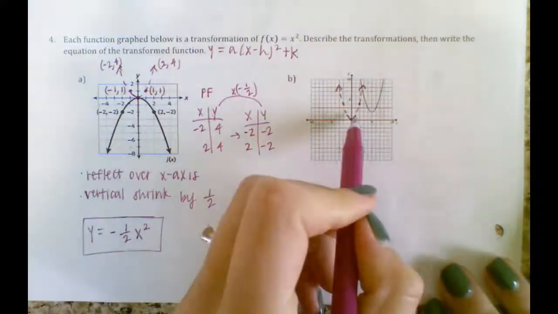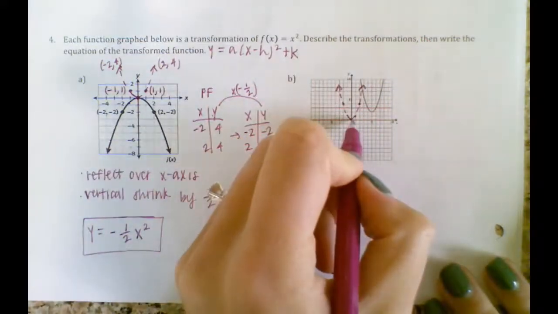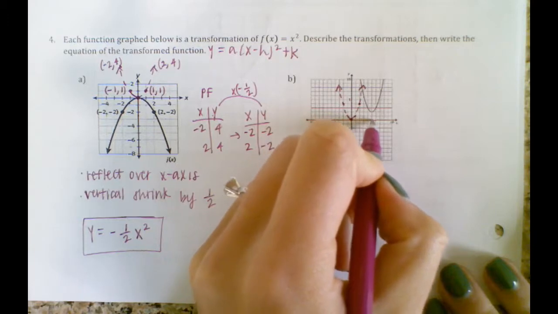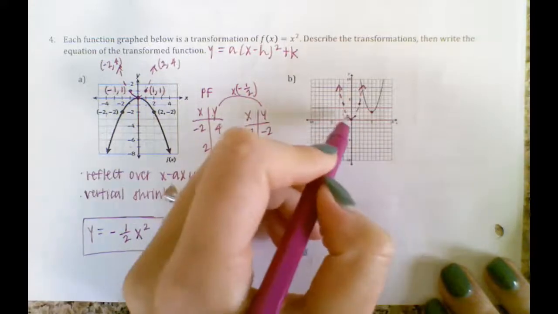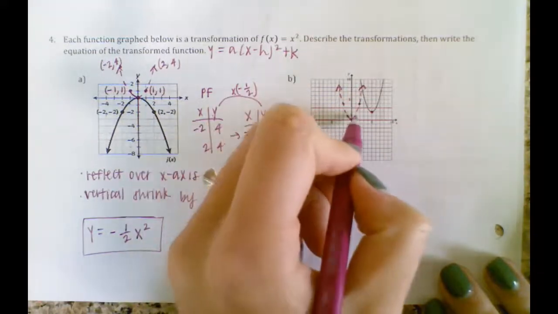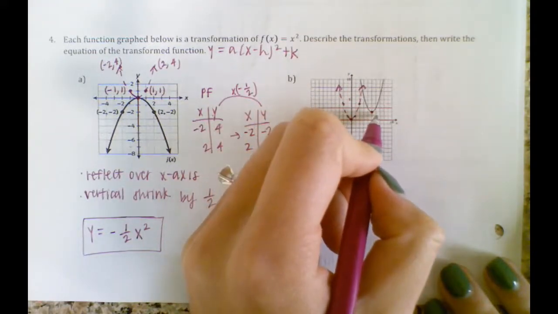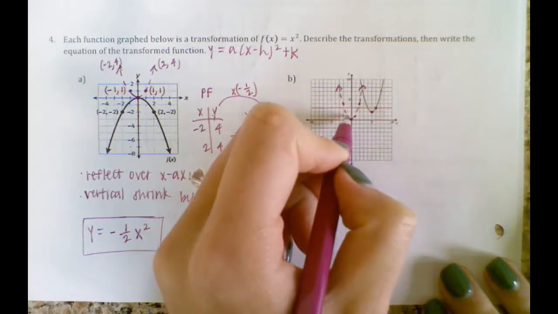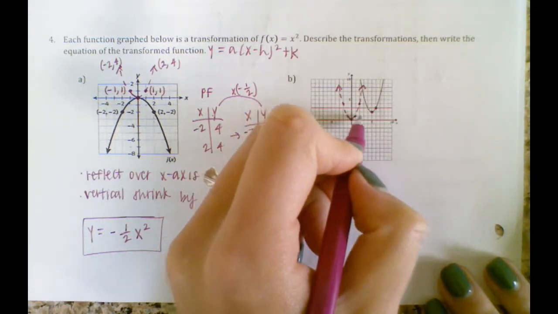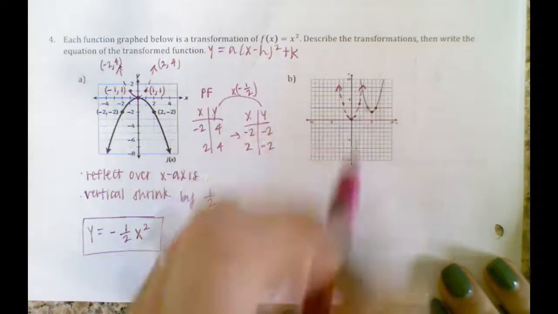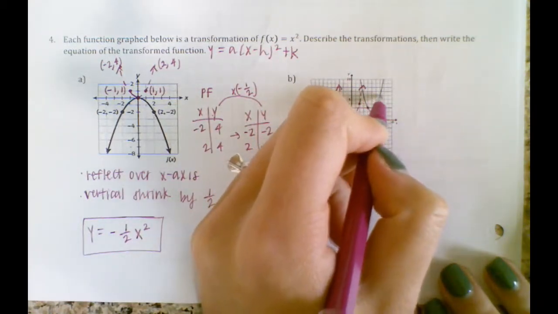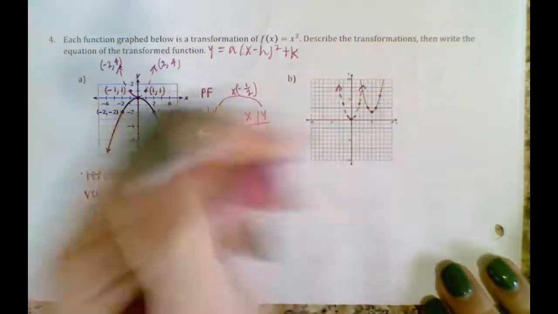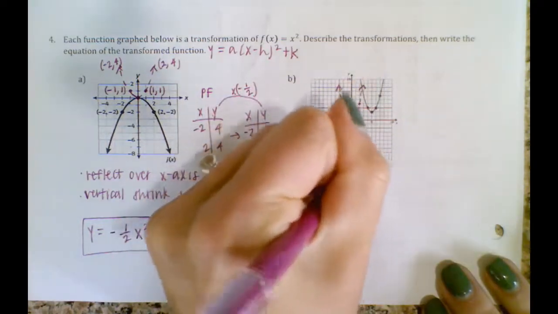Alrighty. So it looks like this vertex moved 1, 2, 3, 4, 5 to the right and up 2. But we need to see if these other points do the same thing. So 1, 2, 3, 4, 5 up 2. Okay, that matches. Let's try this one. 1, 2, 3, 4, 5 up 2. That one matches. 1, 2, 3, 4, 5 up 2. All right, so clearly this is working. So this is just a right 5, up 2.